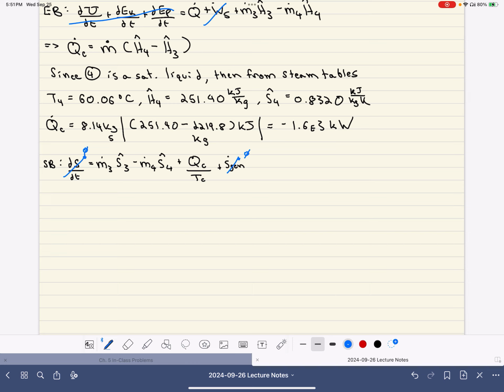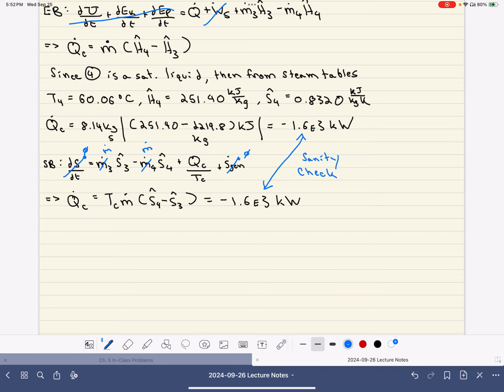If we go through the analysis, we know that M3 and M4 are just equal to M dot, and really all we want to solve for now is QC. So QC should just be equal to TC times M dot multiplied by S4 minus S3. And if you plug in, what you get is negative 1.6 e to the 3 kilowatts. So you should get the same answer as the energy balance. Really, you could use this calculation as a sanity check to double check your answer.